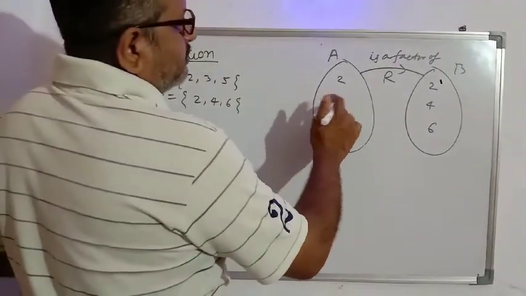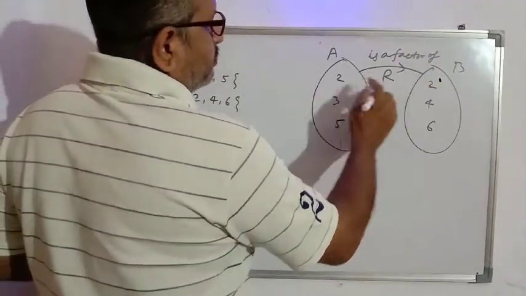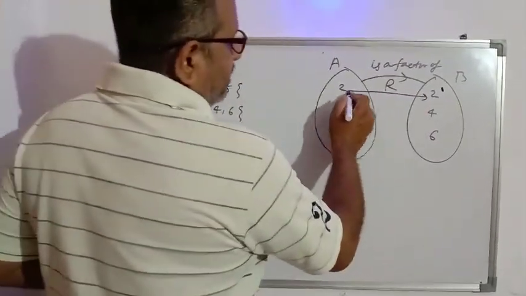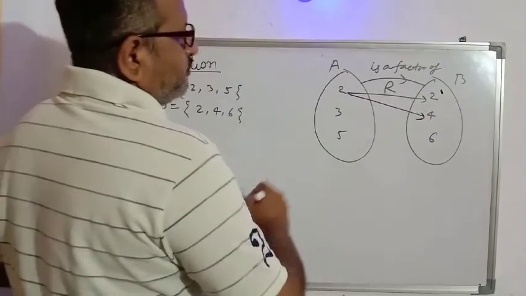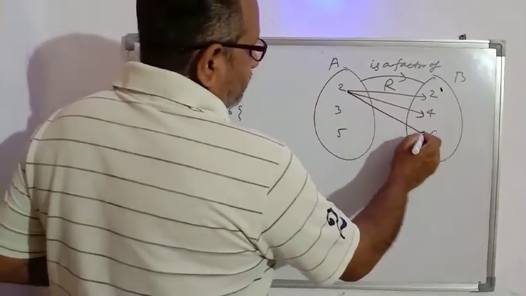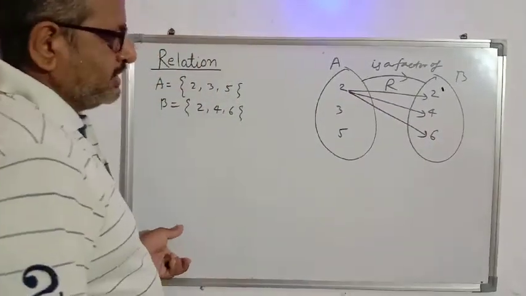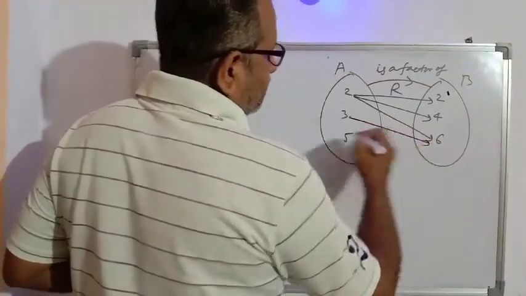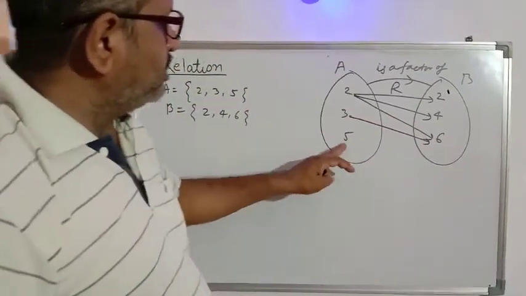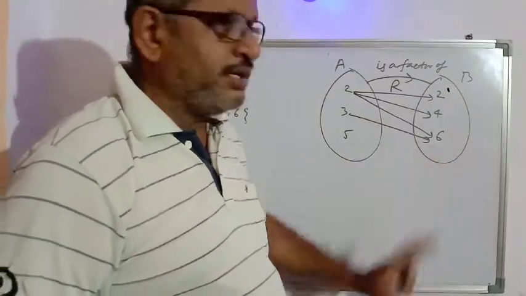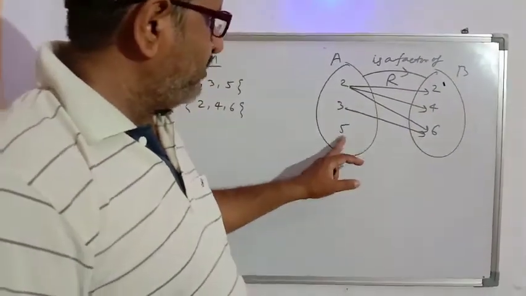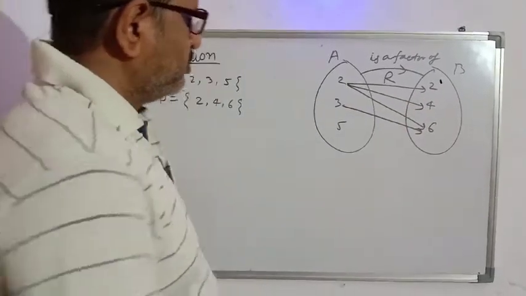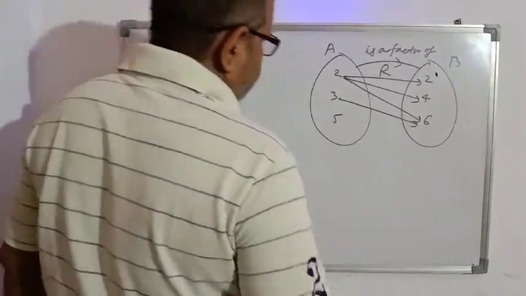So what do we see? 2 is a factor of 2, so it is related to 2. 2 is a factor of 4, related to 4. 2 is also related to 6, as 2 is a factor of 6. 3 is related to only 6. 5 is not a factor of any element in set B. 5 is not a factor of any of 2, 4, 6. So 5 is not related to any element.